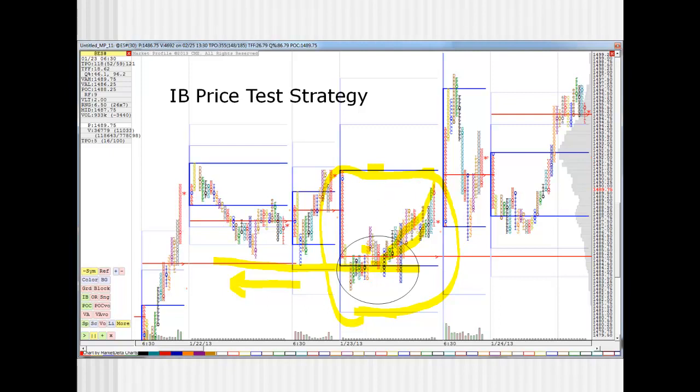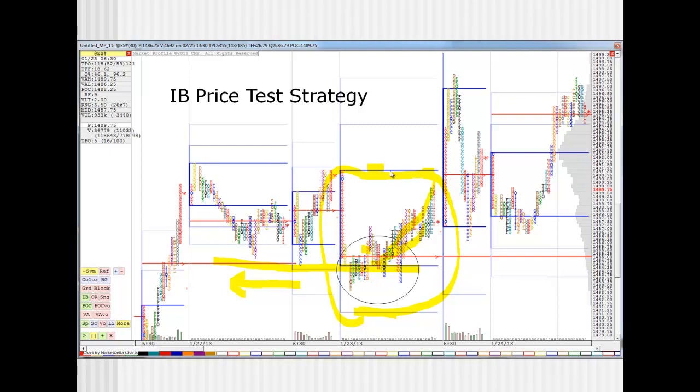Now, you would not have made the target in the same day, but look at what happens the following day. Bam. The A period takes you right up there to the high of that day.